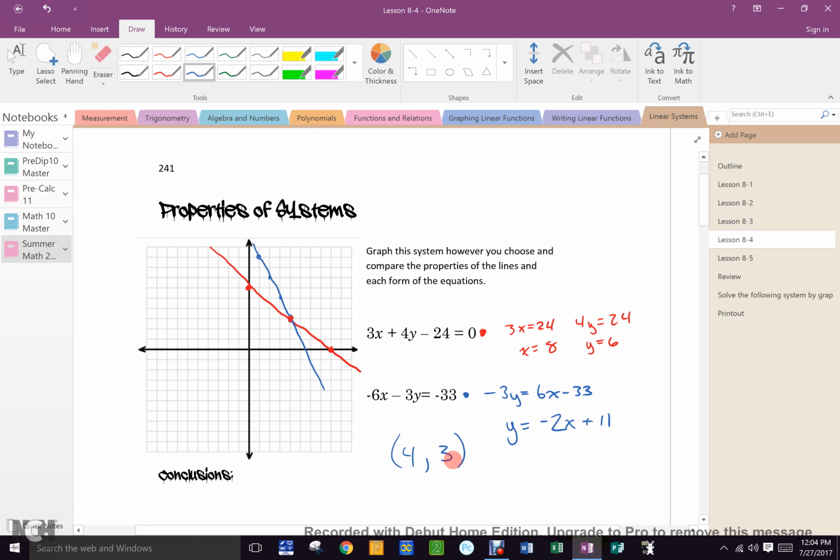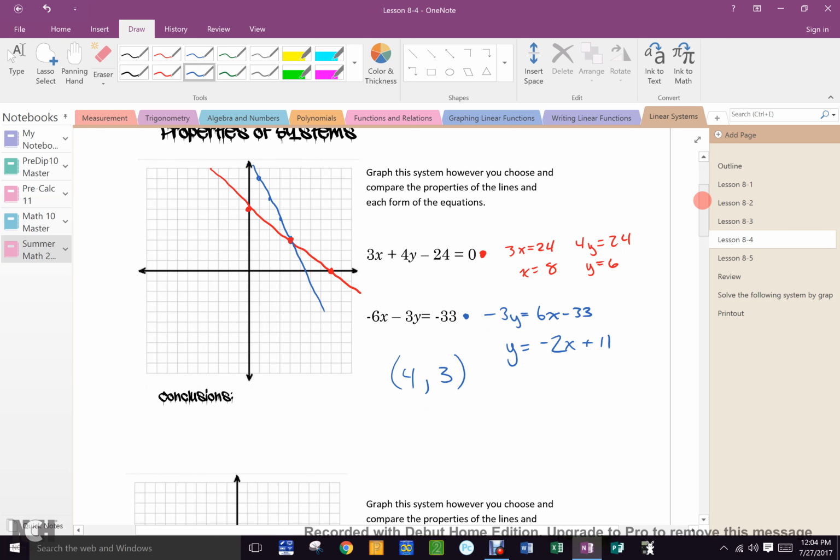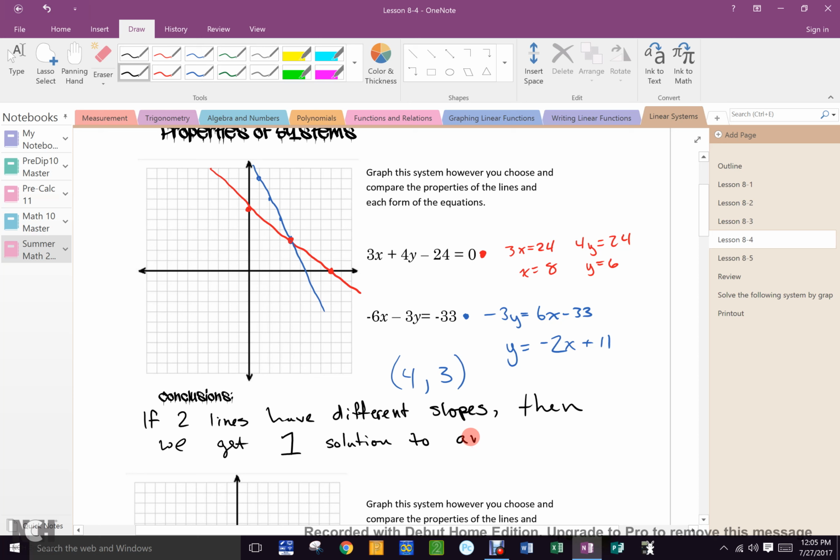Is everybody cool with that? All right. Now, conclusions that I can take from that. If two lines have different slopes, how many solutions will it have? How many times can two straight lines cross? Once. What makes straight lines cross? Different slopes, because if they have the same slopes, what are they? Parallel. So will they ever cross? No. So if two lines have different slopes, then we get one solution to any system. So if they've got different slopes, they're going to cross once somewhere, right?